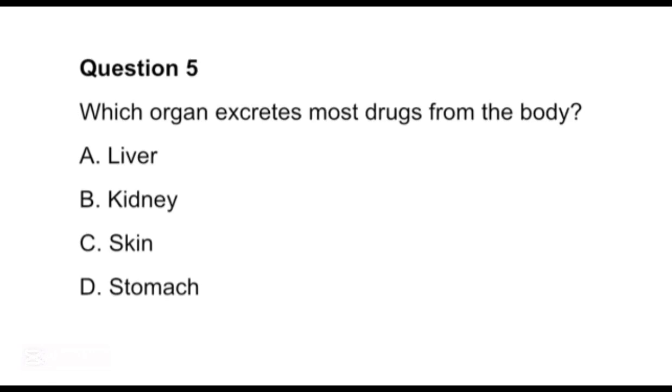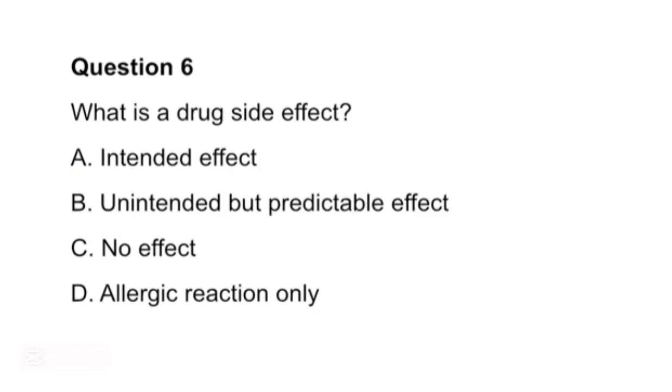Question 5. Which organ excretes most drugs from the body? A. Liver. B. Kidney. C. Skin. D. Stomach. Correct answer, B. Kidney.